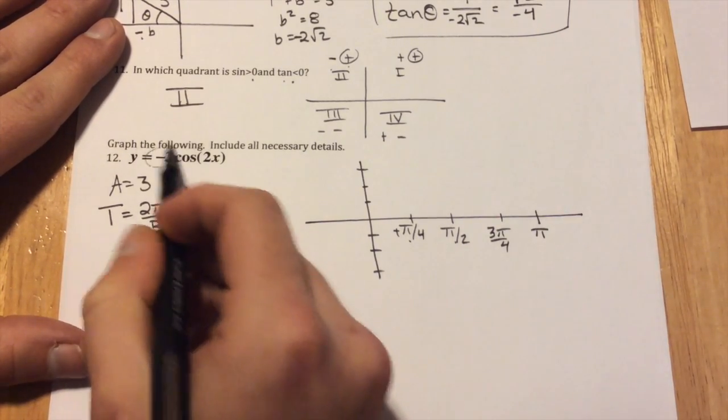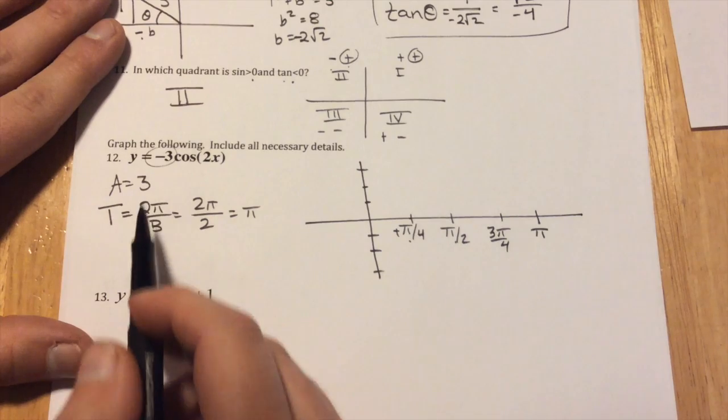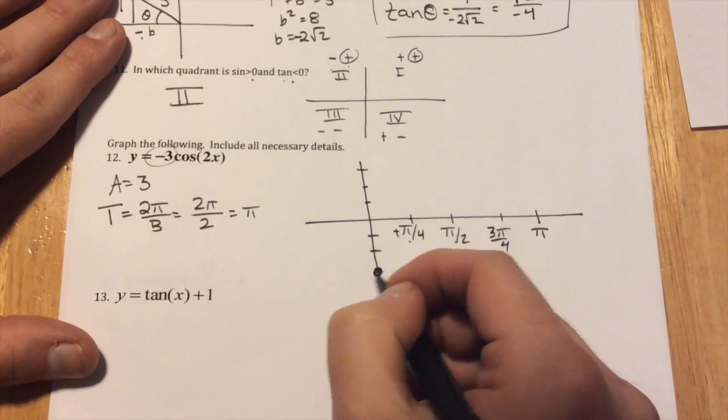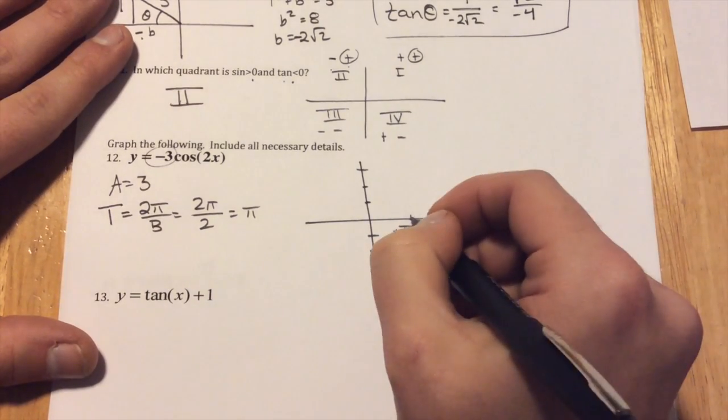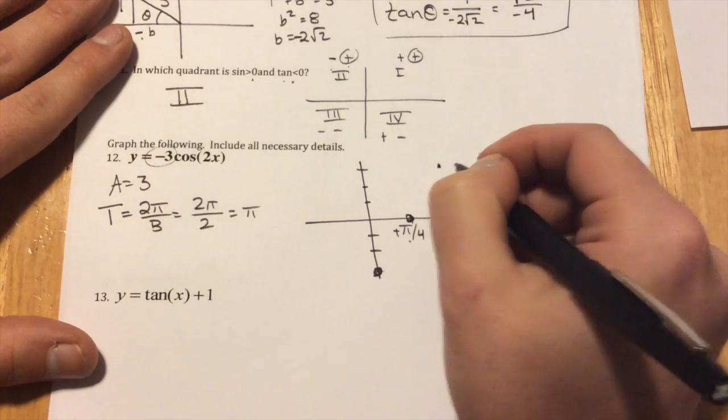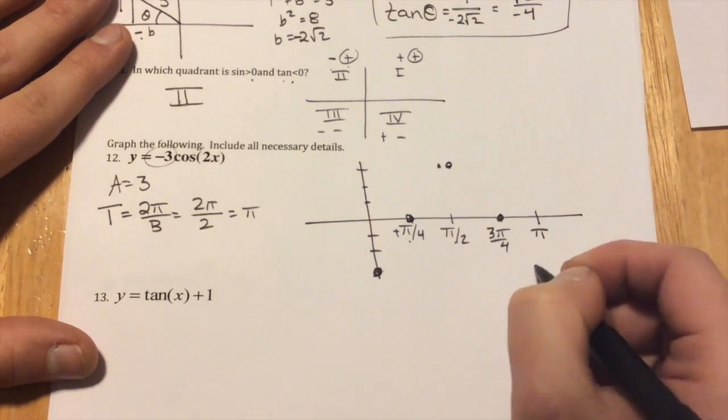Now we look at this number in front. That's negative 3. So we're going to start at negative 3. Then we're going to walk our way up, up, up, up, go back down.